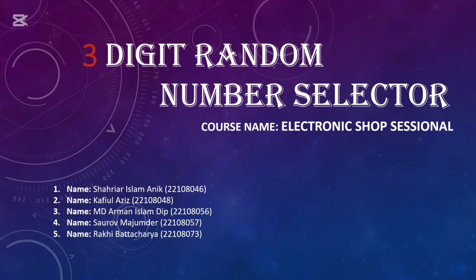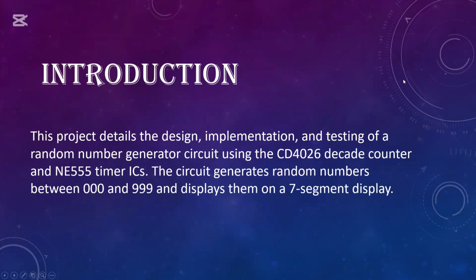This project details the design, implementation, and testing of a random number generator circuit using CD4026 decade counter and any 555 timer IC. The circuit generates random numbers between 1 and 9 and displays them on a 7-segment display.